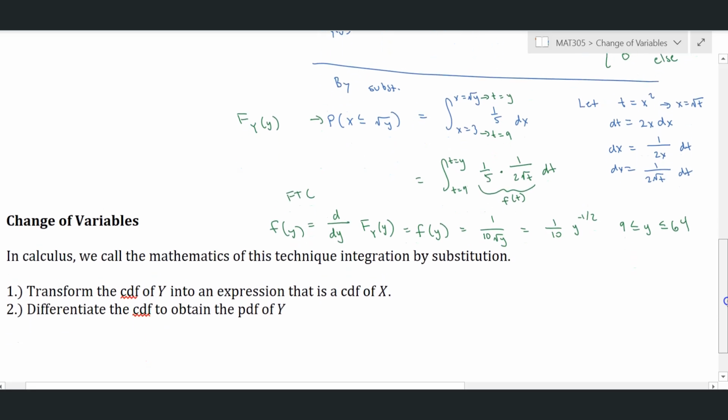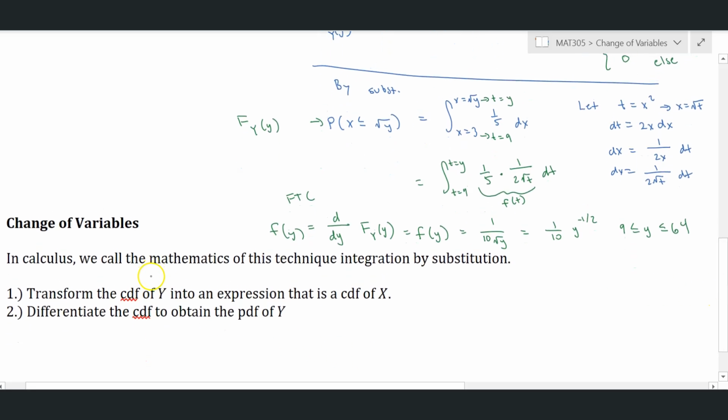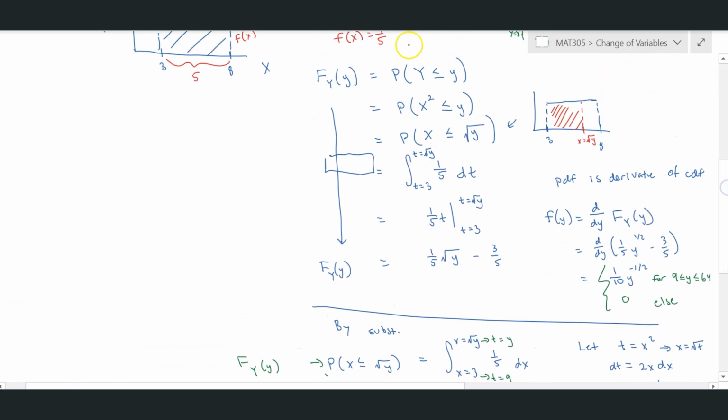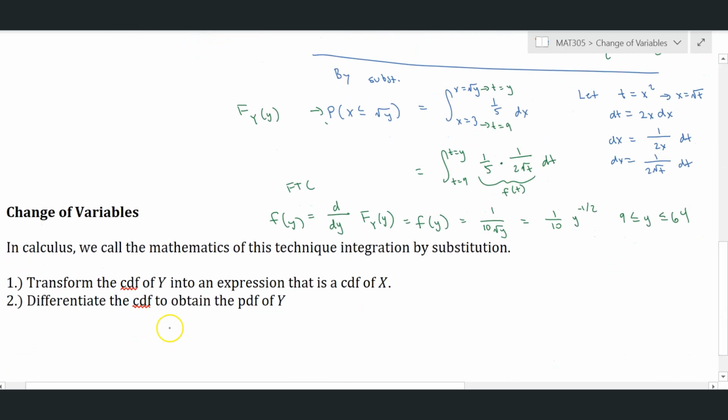Now, the change of variables in calculus, we call the method, the technique, integration by substitution. And the process involves transforming the CDF of y into an expression that is a CDF of x, which is what we did in this step right here, where we went from here to here. We got it in terms of an expression in terms of the random variable x. Differentiate the CDF to obtain the PDF of y. So those are the steps in solving for the PDF of this new random variable.